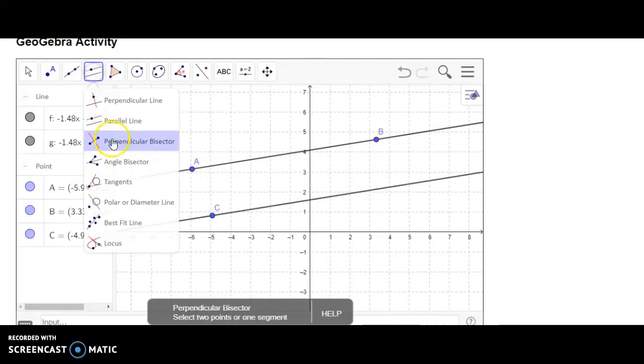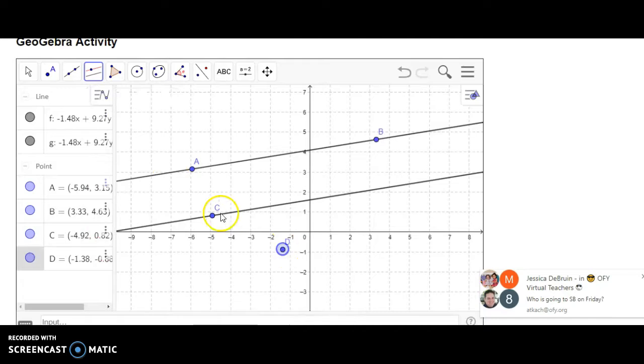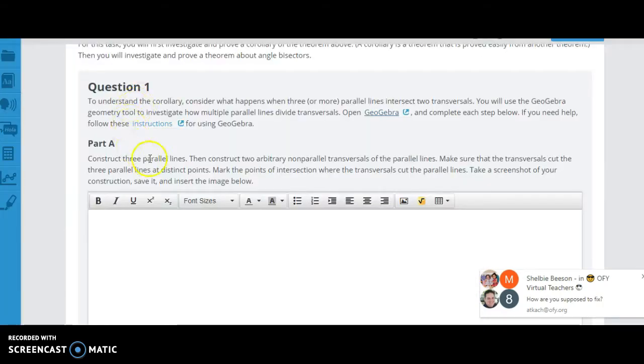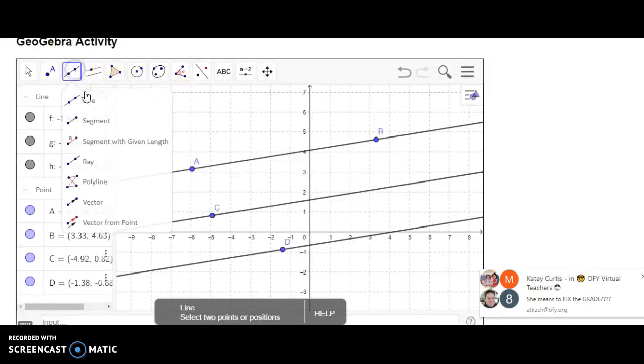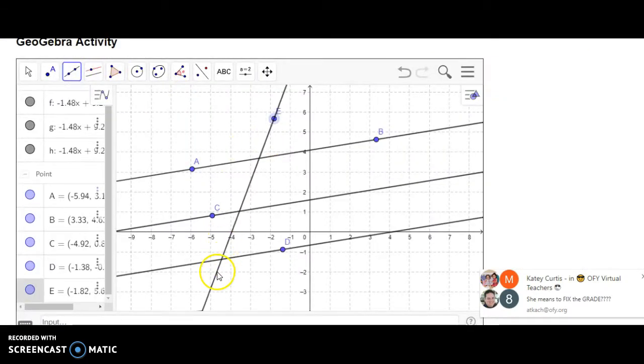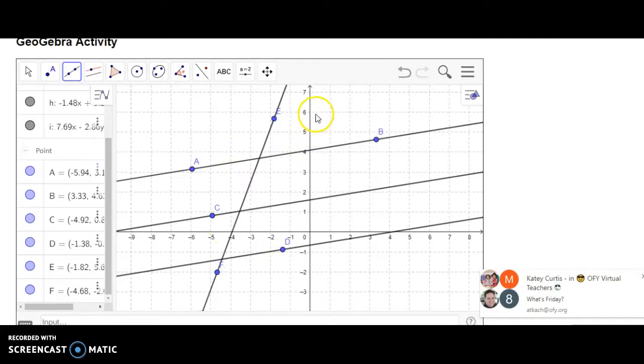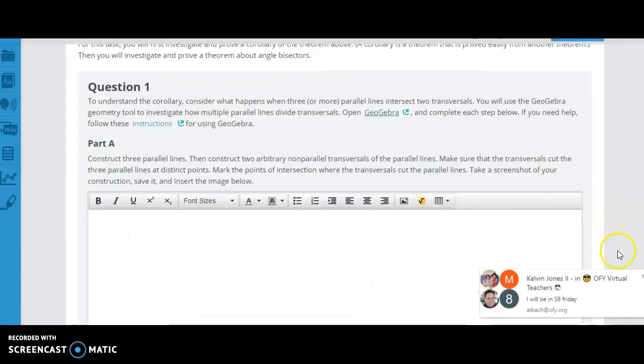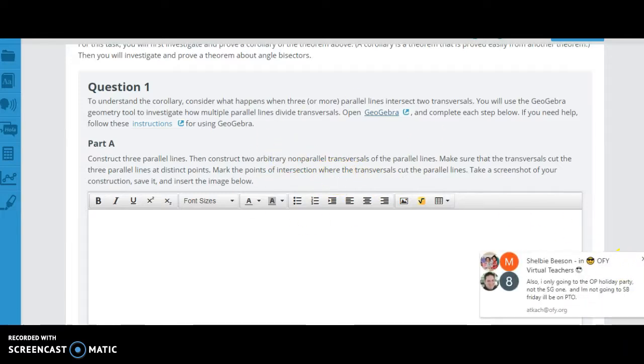And then we want to do that again. Another point. And we want to make it there. So now we have 3 parallel lines. Then construct 2 arbitrary. So it means it doesn't matter where it is, non-parallel transversals of the parallel lines. So now we're just going to draw a line, let's say from here to here, and then another one, let's say here to here. So those are not parallel to each other. Alright, so now we can just go ahead and you're going to be copying and pasting that here.